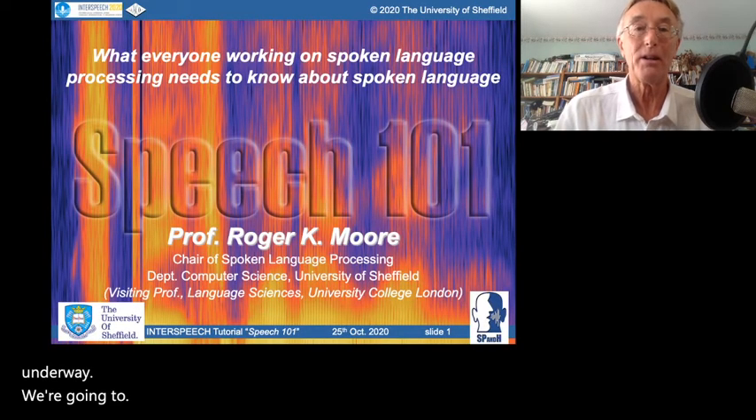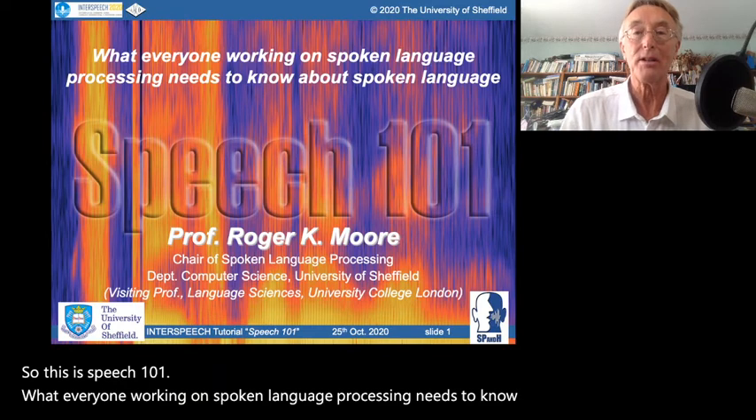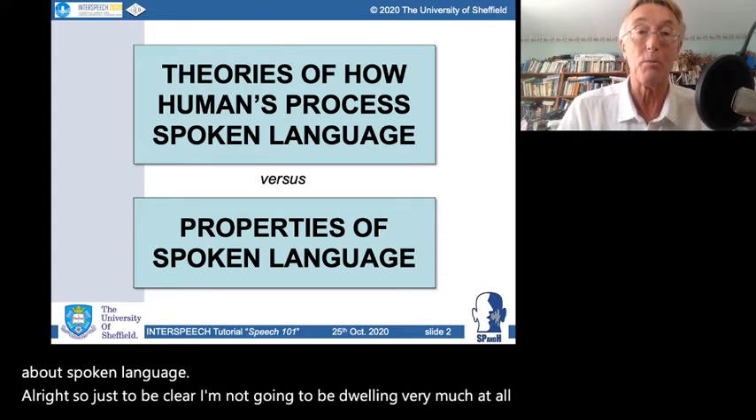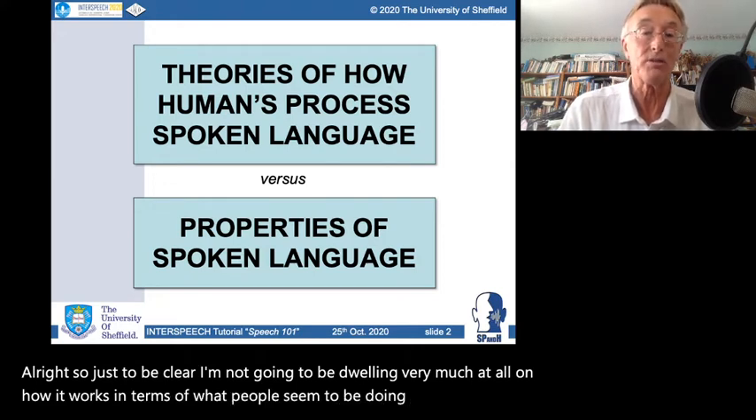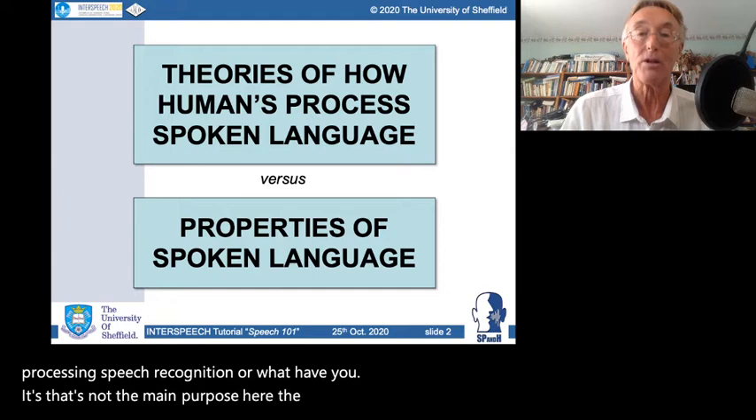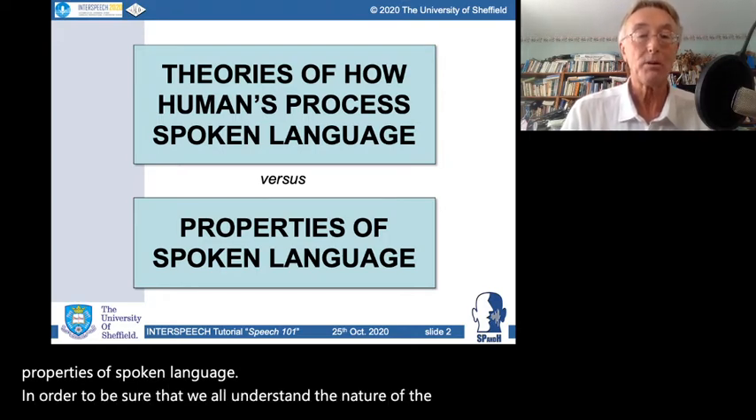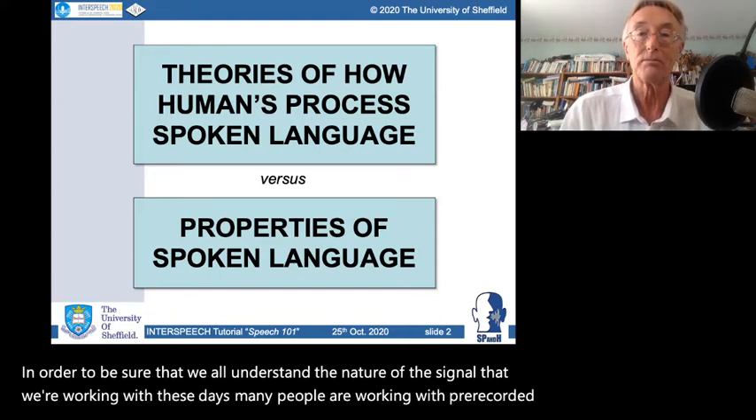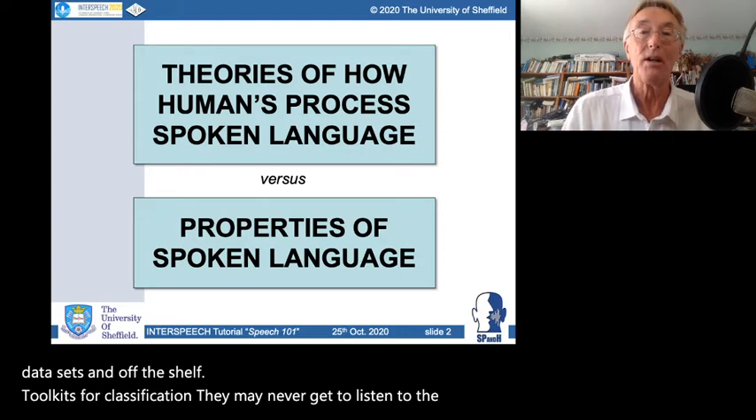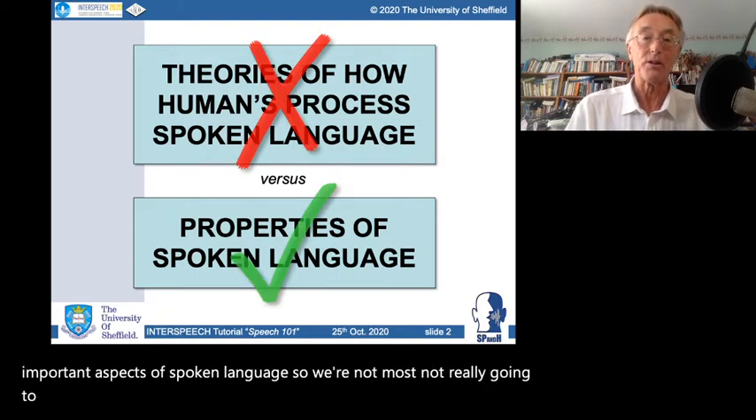So this is Speech 101, what everyone working on spoken language processing needs to know about spoken language. Just to be clear, I'm not going to be dwelling very much at all on how it works in terms of what people seem to be doing when they're processing speech in recognition. That's not the main purpose here. The main purpose is to focus on the properties of spoken language in order to be sure that we all understand the nature of the signal that we're working with. These days, many people are working with pre-recorded data sets and off-the-shelf toolkits for classification. They may never get to listen to the signal and therefore perhaps fail to appreciate some of the subtleties and important aspects of spoken language. So we're not really going to be talking about that. We are going to be focusing on this.